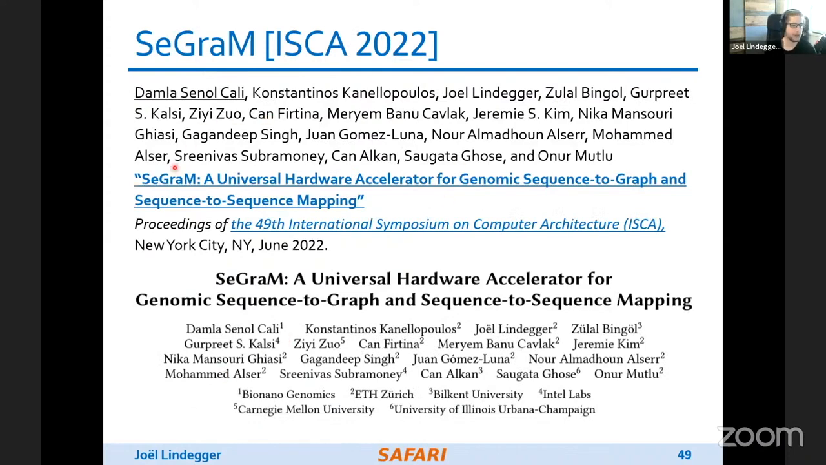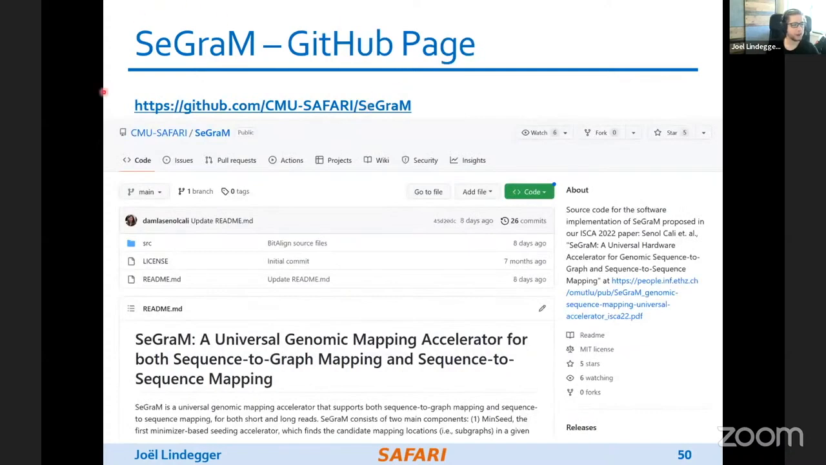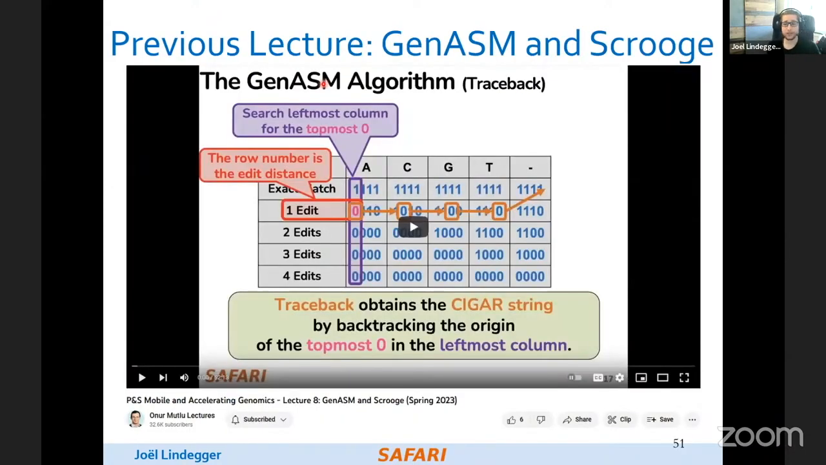So this was our paper that we had in ISCA 2022. It's definitely worth a read. I can recommend that definitely. All our code is on GitHub. So it's all open source and available for you to check out. Again, if you're interested in the details of the pairwise alignment, sequence to sequence alignment, I recommend the previous lecture on GNASM and Scrooge. And if you want details of how that was generalized to graphs, then I would recommend looking at the SeGraM paper.